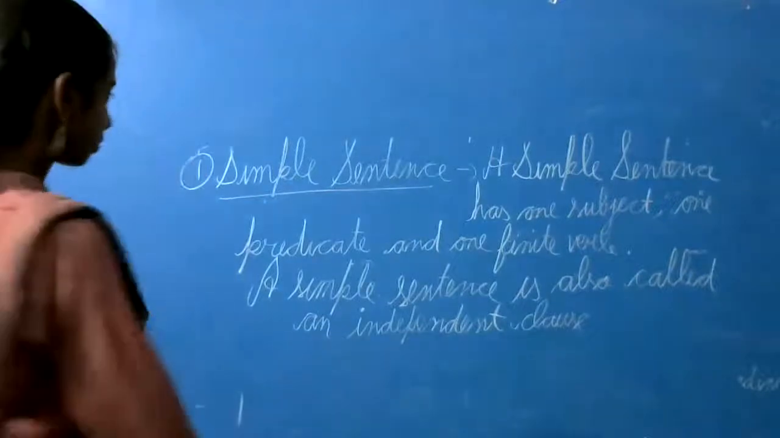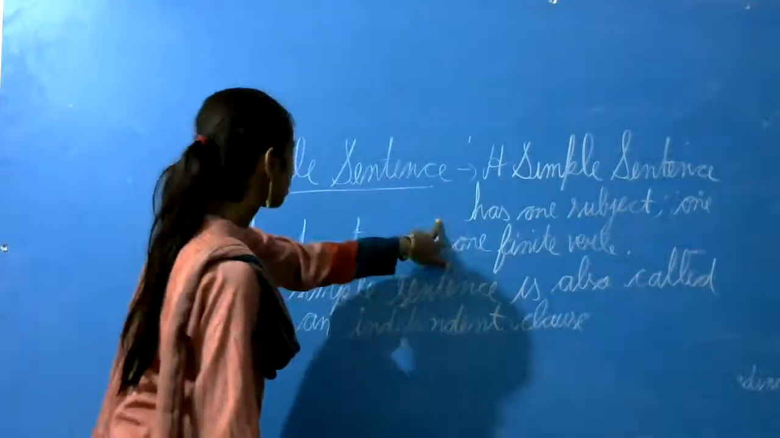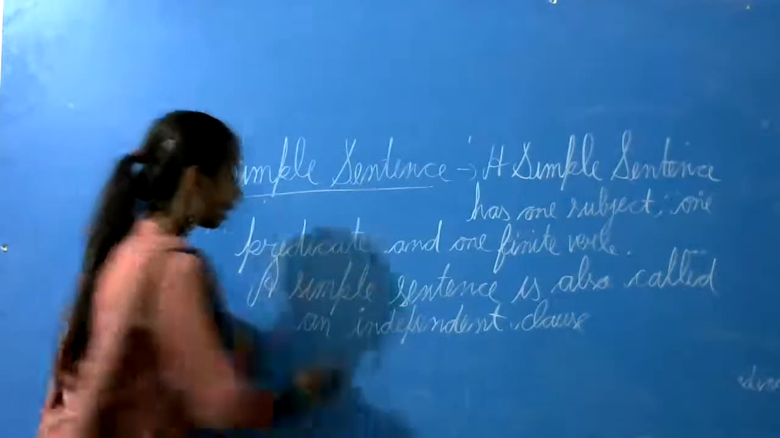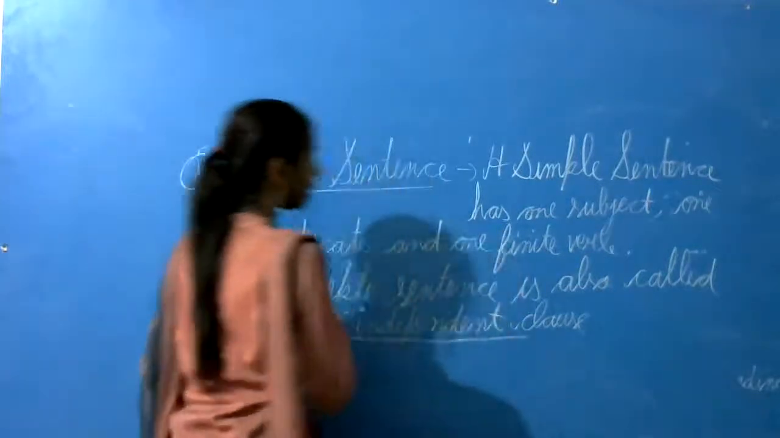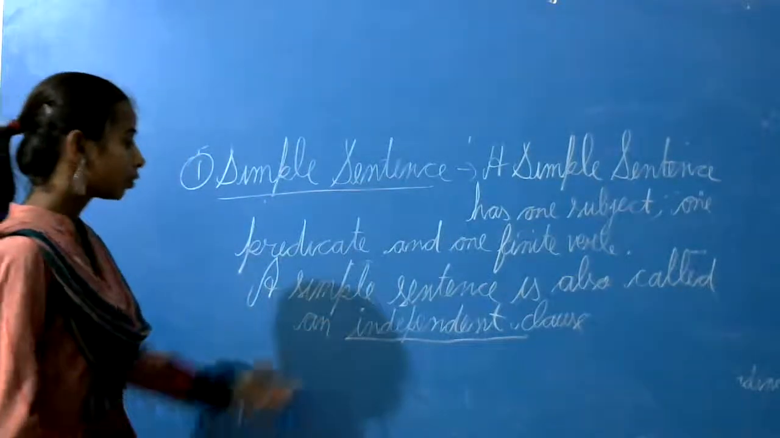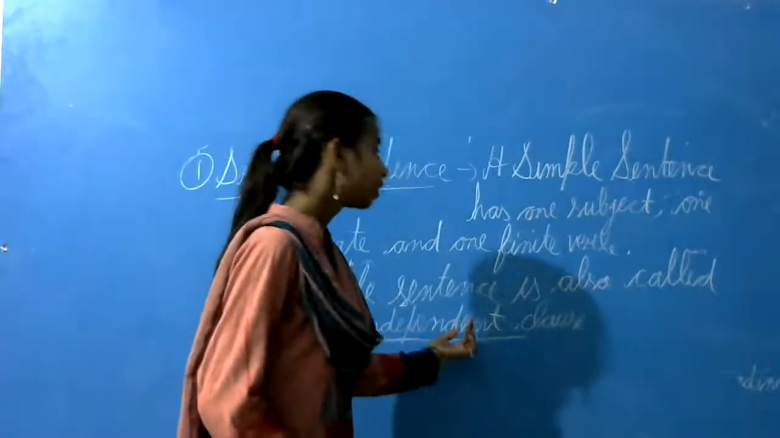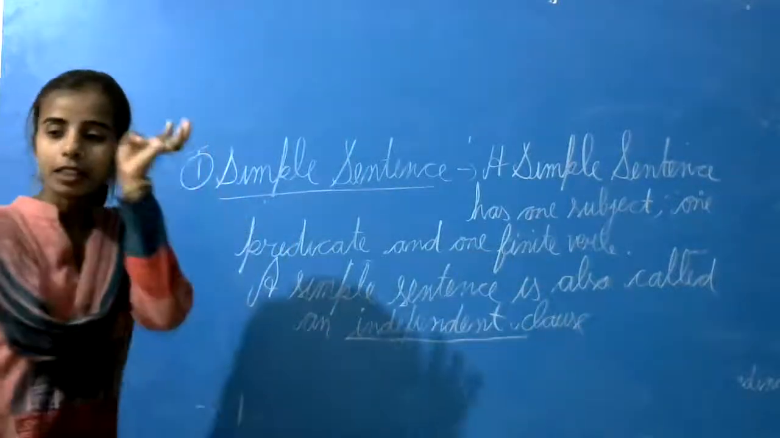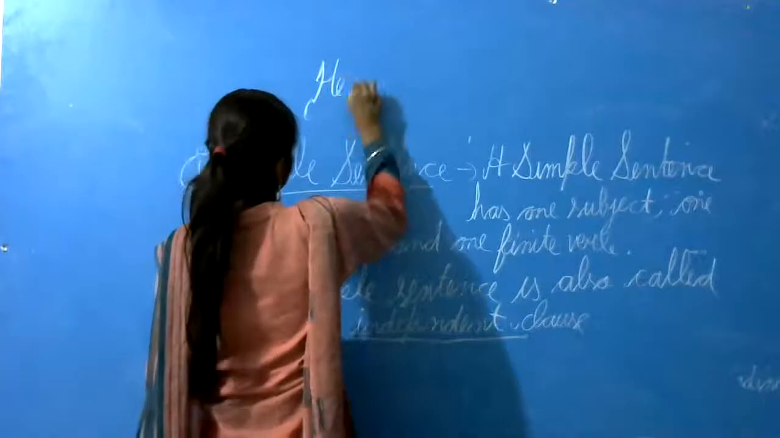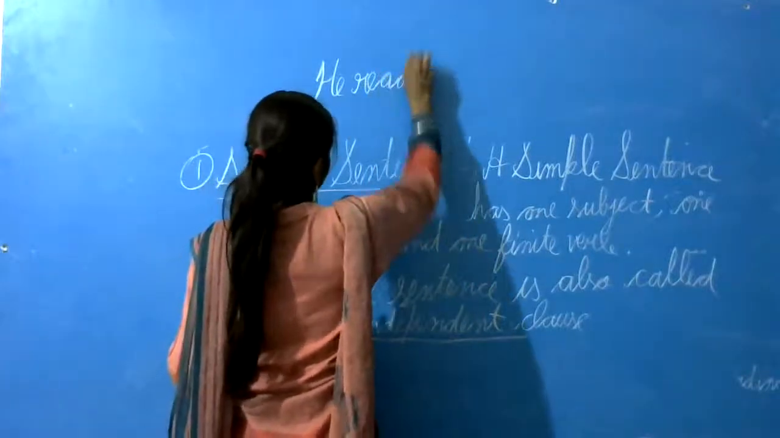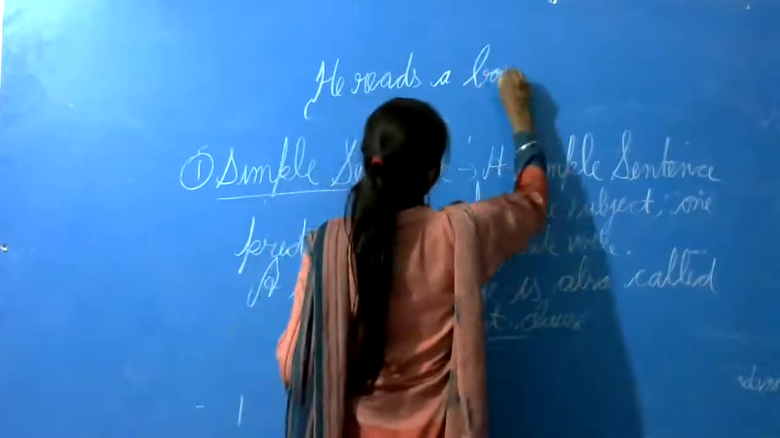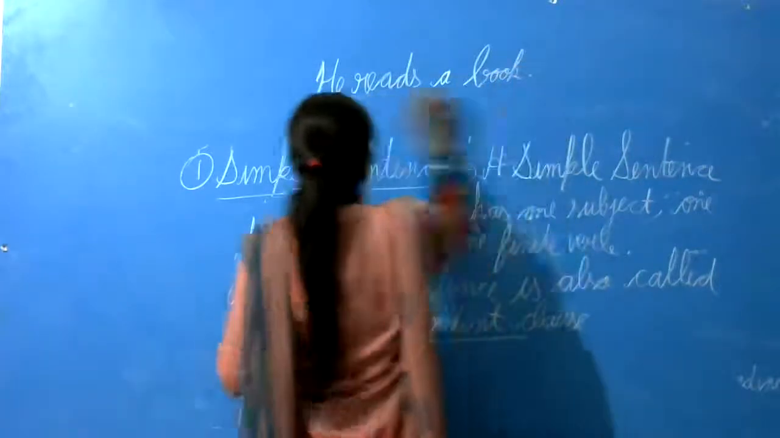Okay? So a simple sentence has one subject, one predicate and one finite verb. Simple sentence is also called an independent clause. Independent means it is not dependent. ये किसी पर निर्भर नहीं. It is not dependent on any sentence. See, I will write a sentence. He reads a book. वो पुस्तक पढ़ता है.